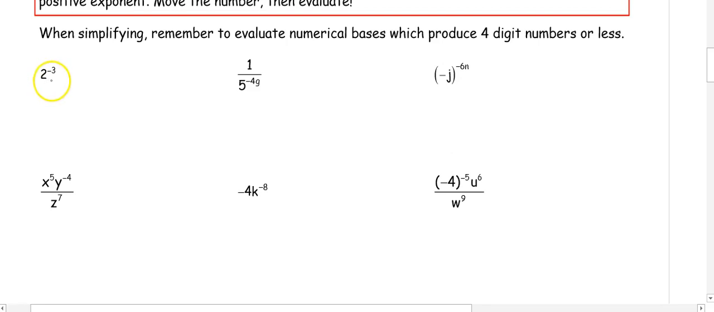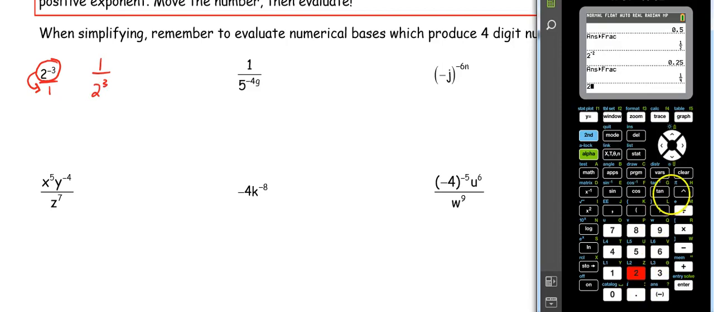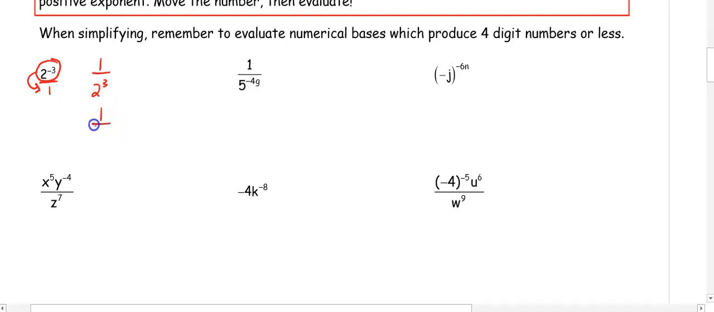In this one, we have 2 to the negative third power, which we can put over 1 to make a fraction. Because this is a negative exponent, we're going to move it to the denominator of our fraction. So we have 1 over 2 to the third. Well, we can evaluate 2 to the third, which gets us 8. So this is now 1/8.